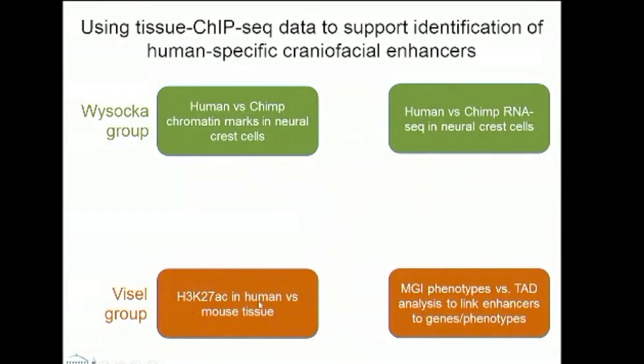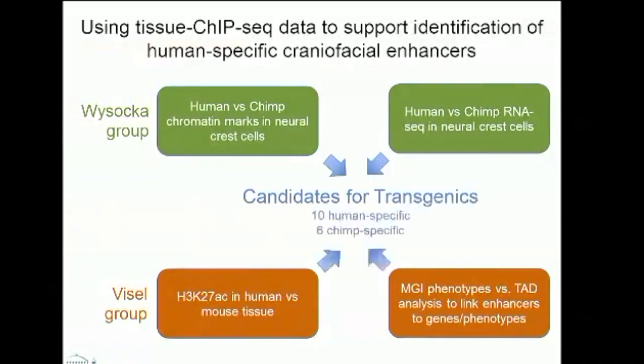And then at our end, we've also done some additional analyses for these data sets where we're trying to bring in MGI known phenotypes from mouse and some analysis related to topologically associated domains, which can help you to figure out what the target gene of a given enhancer is. And so from these efforts, we've come up with a combined list of about 20 sequences that are currently moving forward in transgenics.